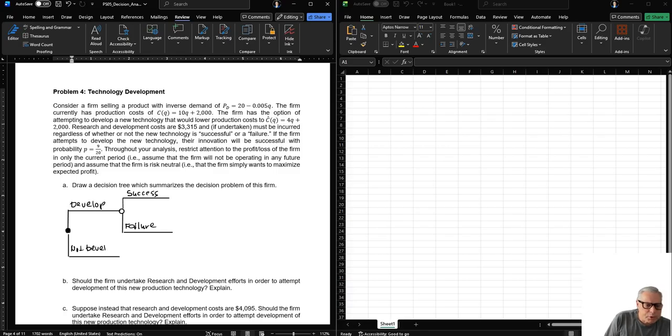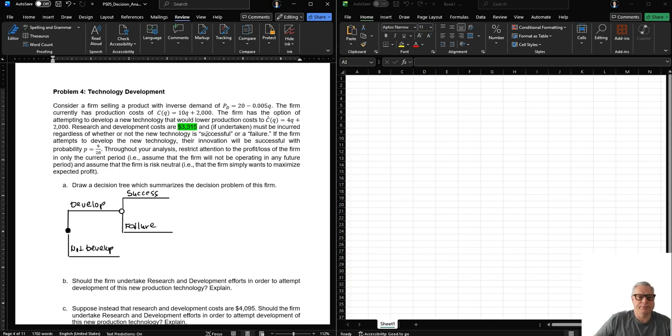And of course, if we do not develop, we will just continue with our existing technology. So that means we don't face the 3,315 in development costs. So let me highlight that one. So we don't face that, and all that will happen is, we will work with our demand function 20 minus 0.005 Q and our existing cost function. So how big is the profit?